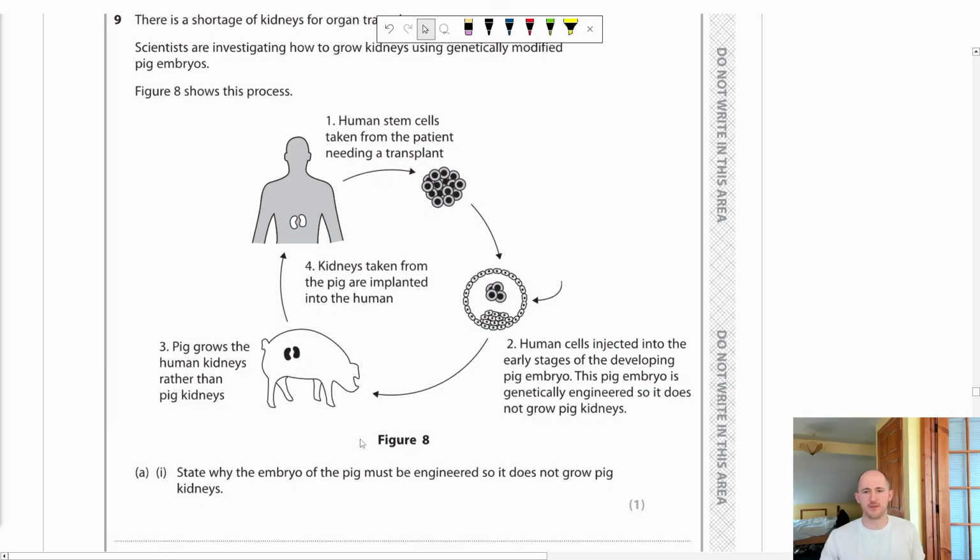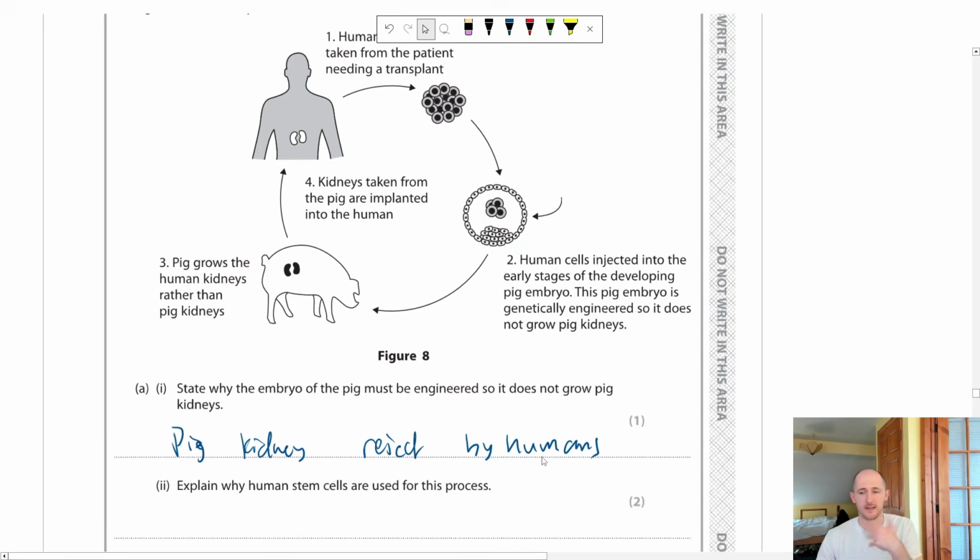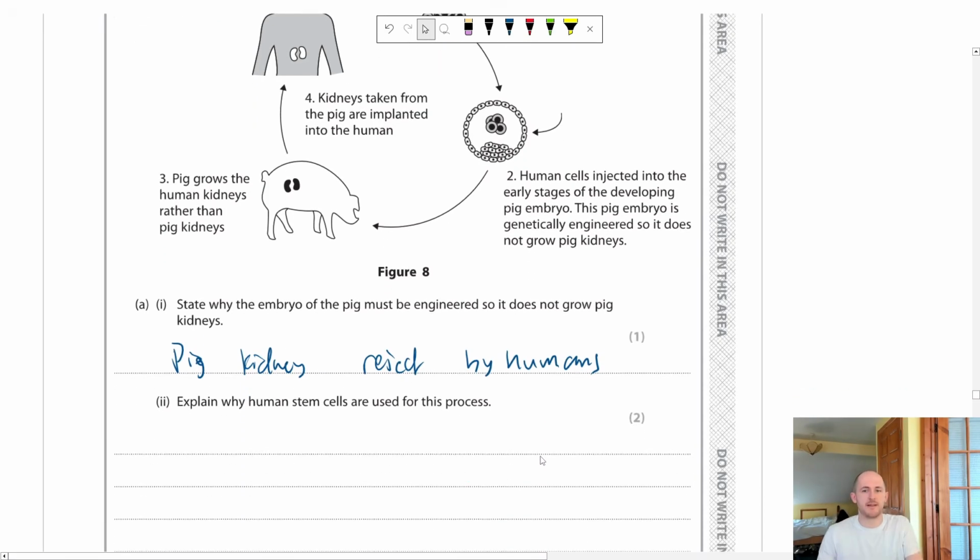It might be an obvious reason. It's because it would be rejected by humans. So pig kidneys are rejected by humans. Right? The idea is, in an ideal world, the organ transplant you get has to be genetically identical to you. That way your body doesn't know any better.